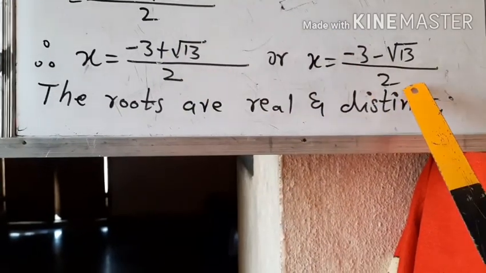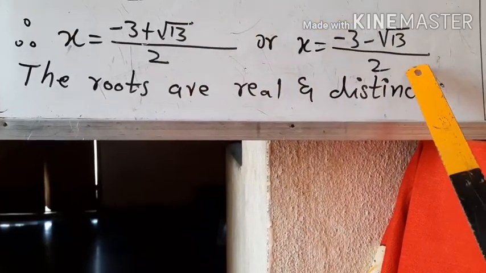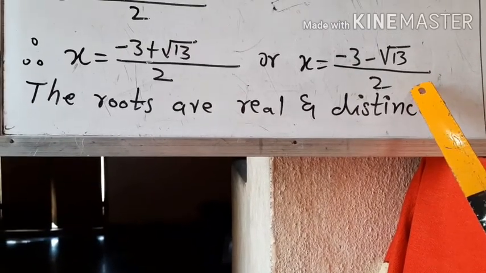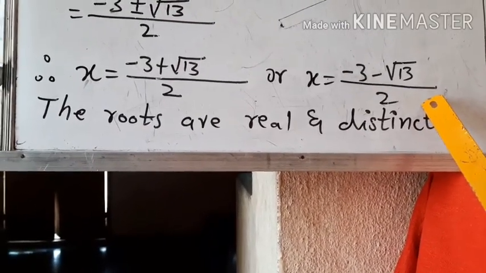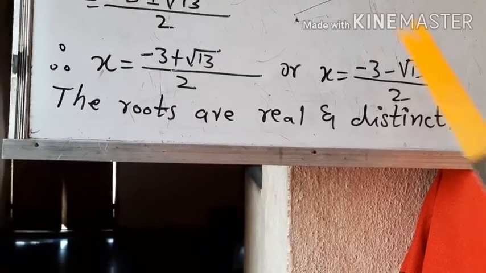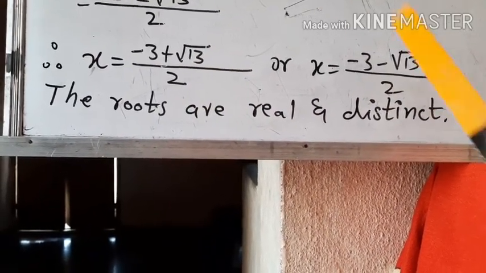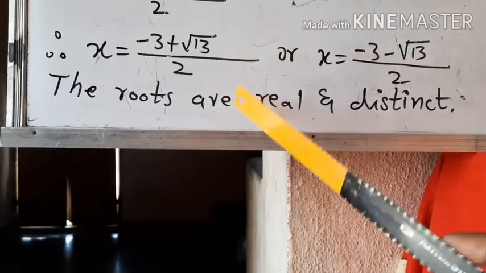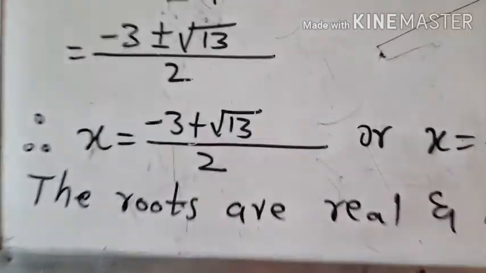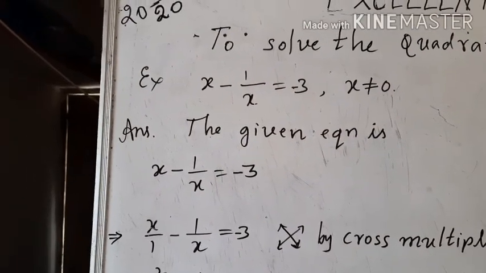Both are real numbers. That's why the roots are real roots. But both are not equal. They are different. That is why both the roots are distinct roots. This is called the nature of the roots. Whenever anybody asks you to tell the nature of the roots, you have to mention 2 points there: whether they are real numbers or not. If the roots are real, say they are real roots. If they have the same value, equal roots. If they have different values, then they are distinct roots. So we found the roots of the equation x minus 1 by x is equal to minus 3.